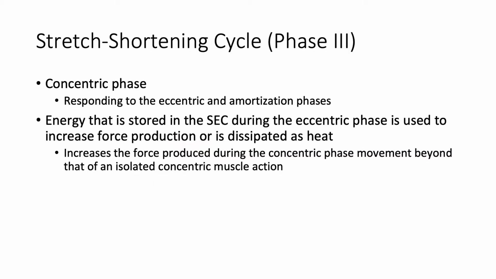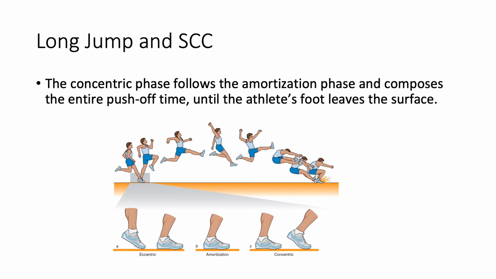The last phase of the stretch shortening cycle is the concentric phase, or phase 3, which is the body's response to the eccentric and amortization phases. The energy stored in the series elastic component during the eccentric phase is used to increase the force production or will dissipate as heat. This stored elastic energy increases the force produced during the concentric phase beyond that of an isolated concentric muscle action. Going back to the long jumper, the concentric phase follows the amortization phase and composes the entire push-off time until the athlete's foot leaves the surface.